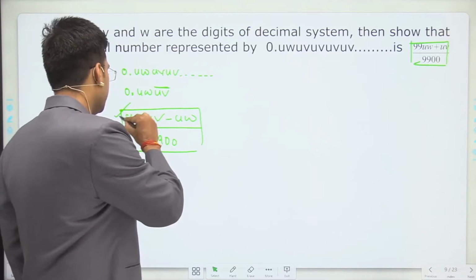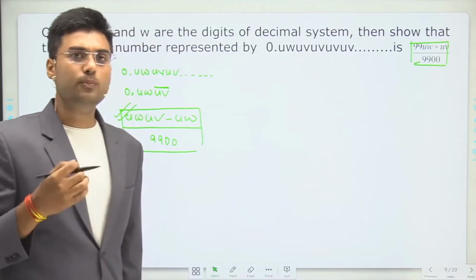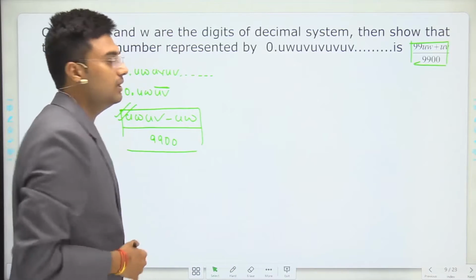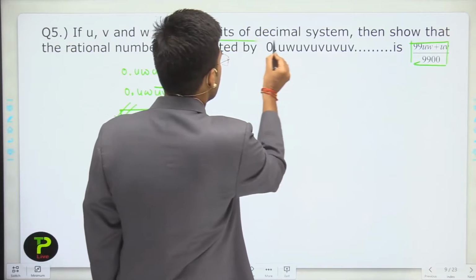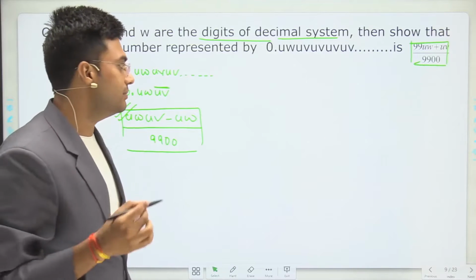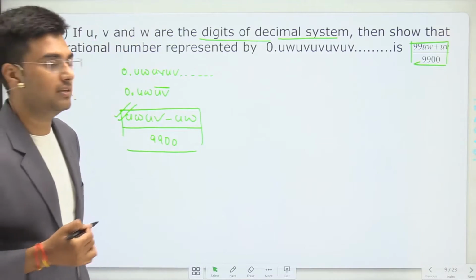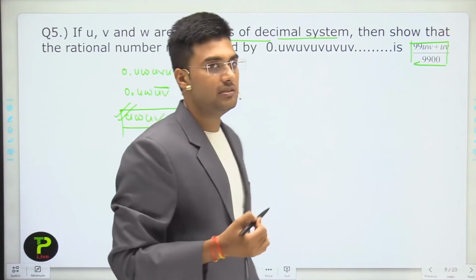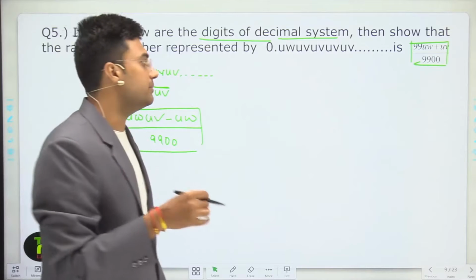This is also correct, but we have to prove in this form. So how to prove this in this form? Let's start. We know that U, V, W are the digits of the decimal system. And dear student, what is the meaning of decimal system? In the decimal system, the base of the number is 10. And what is the meaning of base of the number is 10?